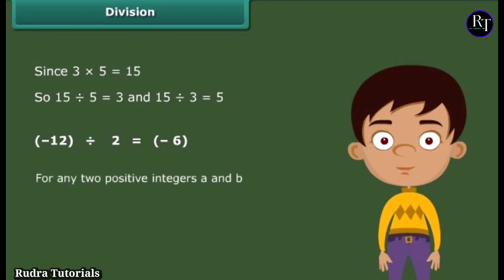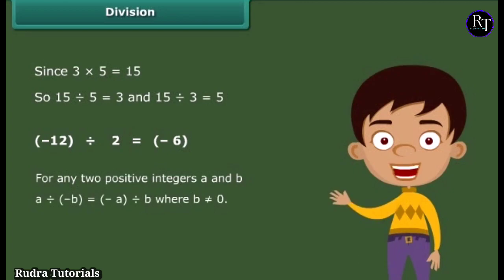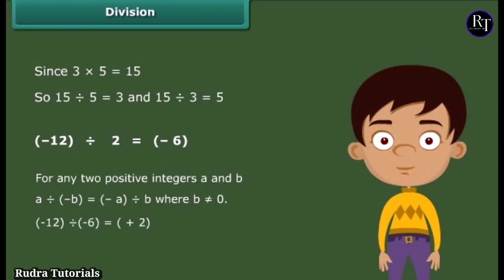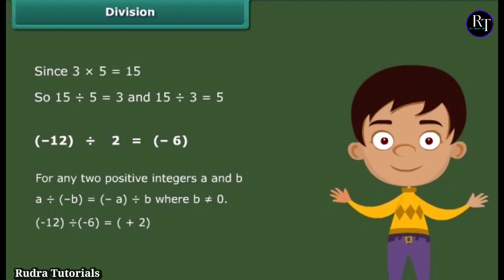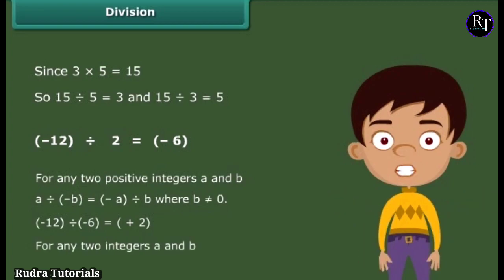In general, for any two positive integers a and b, a divided by -b is equal to -a divided by b, where b is not equal to 0. When we divide a negative integer by a negative integer, we first divide them as whole numbers and then put a positive sign. In general, for any two integers a and b, -a divided by -b is equal to a divided by b, where b is not equal to 0.